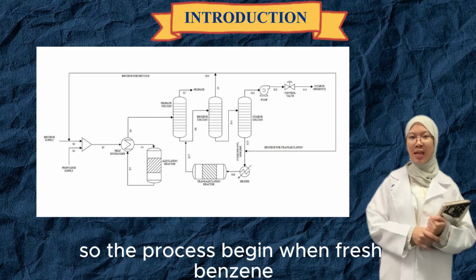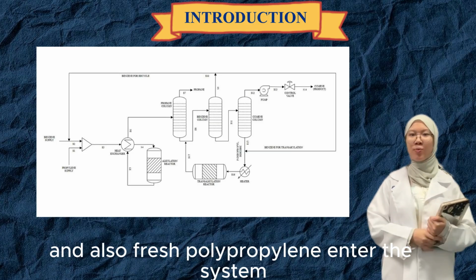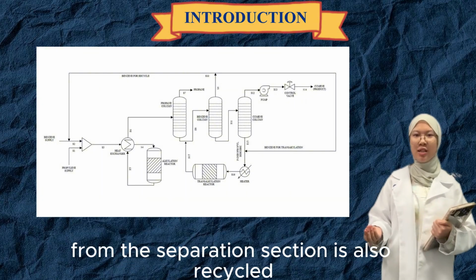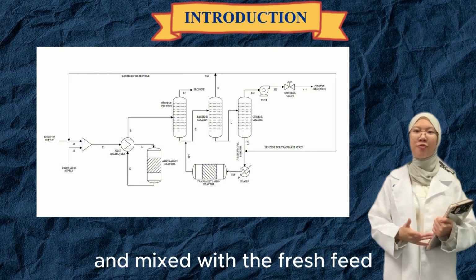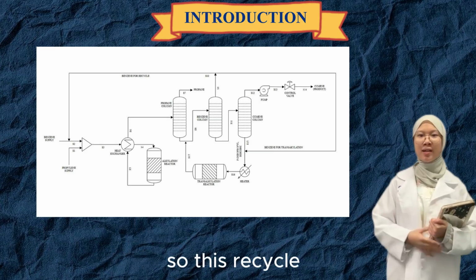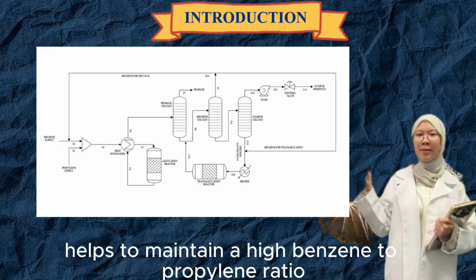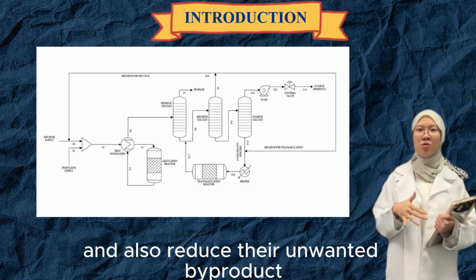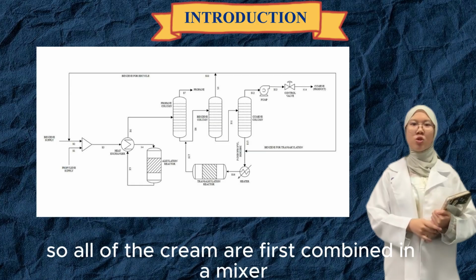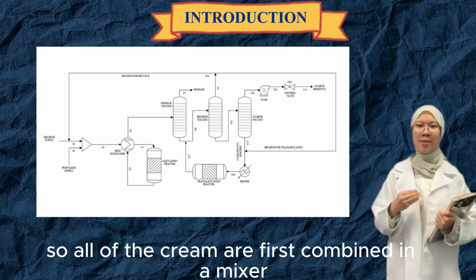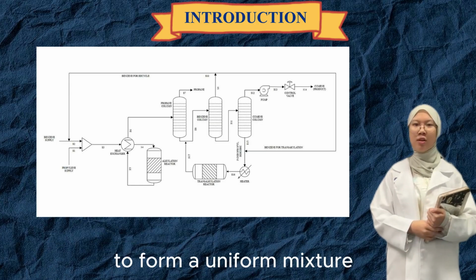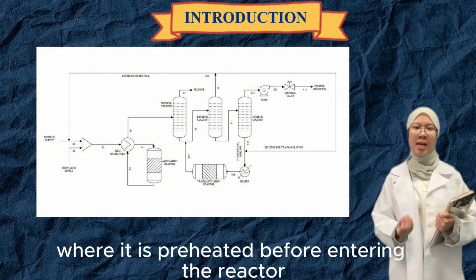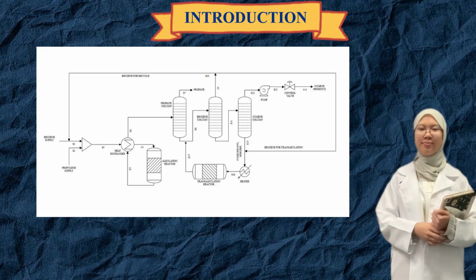So the process begins when fresh benzene and fresh propylene enter the system. Some of the benzene from the separation section is also recycled and mixed with the fresh feed. This recycle helps to maintain a high benzene to propylene ratio, which improves selectivity toward cumene and also reduces the unwanted byproduct. All of the streams are first combined in a mixer to form a uniform mixture. The mixture then passes through a heat exchanger where it is preheated before entering the reactor.